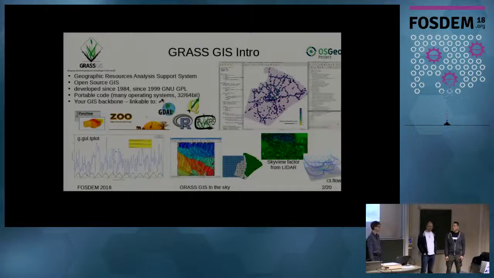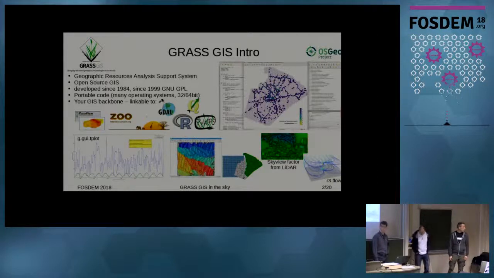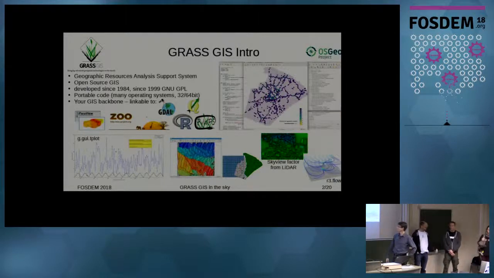In this very first slide, I just want to show the last roughly 35 years in one slide. You can imagine that the history is tremendous, and GRASS has come a long way, developed since 1984, and available since 1999 under the GNU GPL license. And we try to renew the project continuously. And of course, it's an open development community. What you can see here are all the various links to different software packages. I don't want to mention them all.